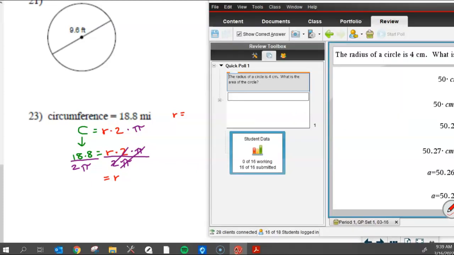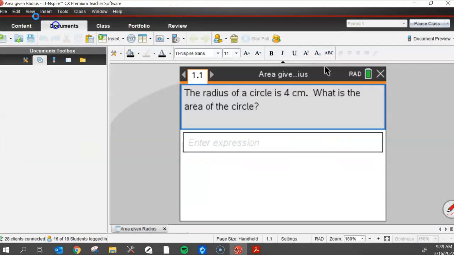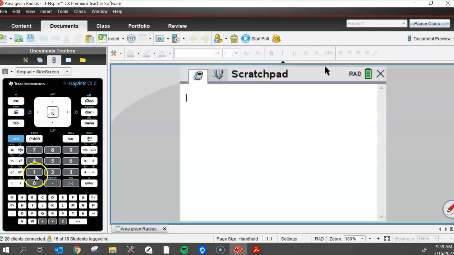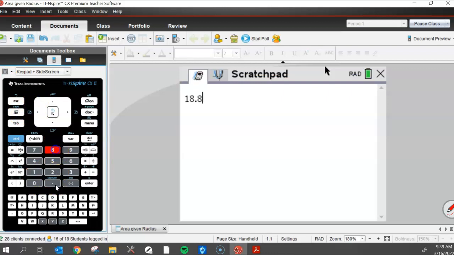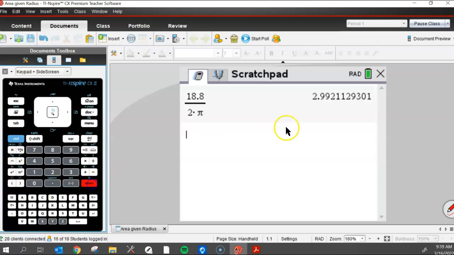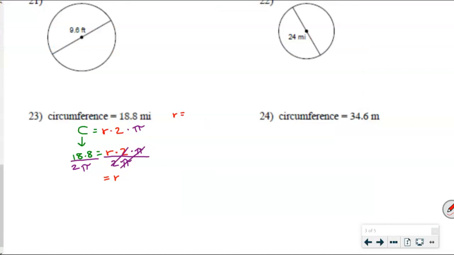18.8 divided by 2 pi. So 18.8, I think it's best to create that fraction bar so that we're dividing not just by 2, but also by pi. So divide by 2 pi, press enter, and that tells us that the radius is 2.99211.